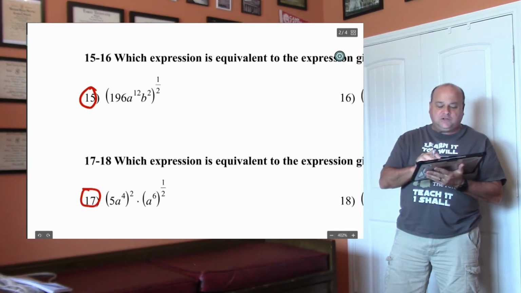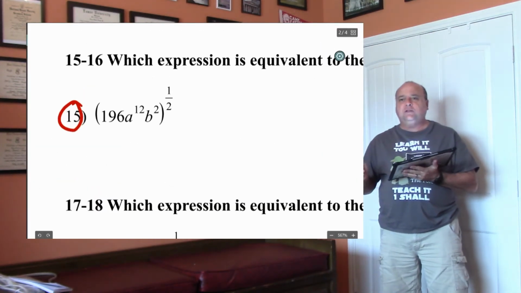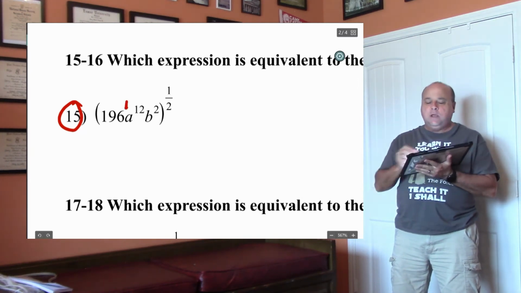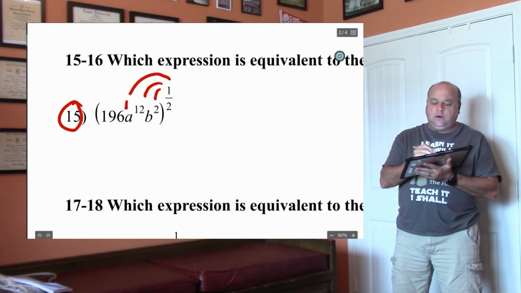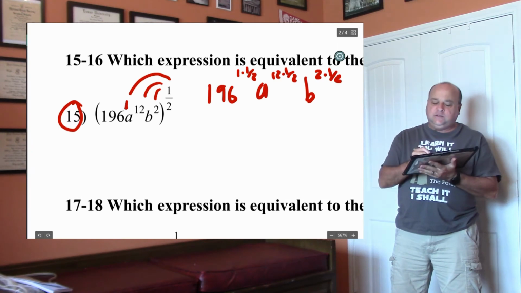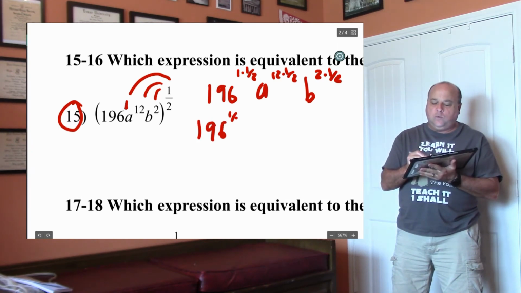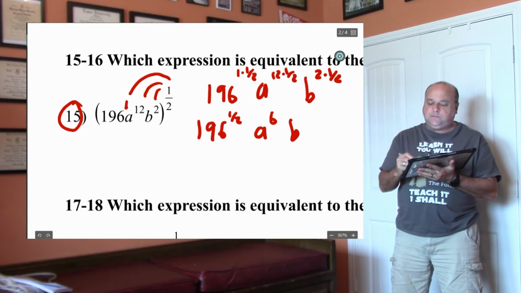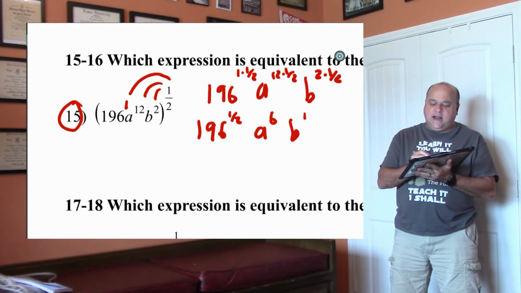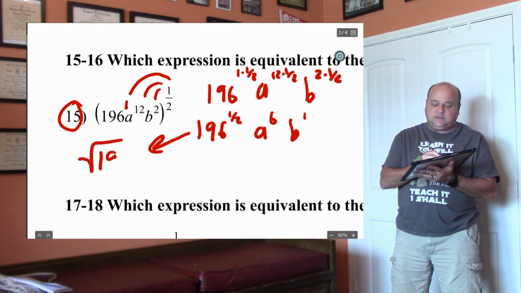Okay, let's go to 15. We got to get rid of the parentheses, right? Remember, anything that doesn't have an exponent has a 1. So that 1/2 will go to here, here, and here. So we'll have 196 to the 1 times 1/2, A to the 12 times 1/2, B to the 2 times 1/2. Okay, this is going to turn into 196 to the 1/2 power, A to the 6 power, B to the 1 power. Now then remember, the 1/2 power is the same as this.